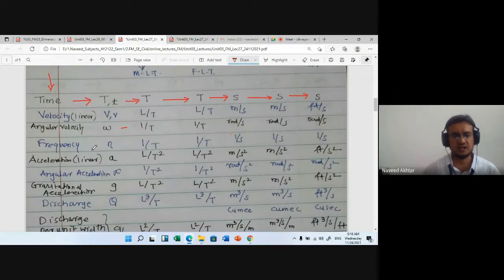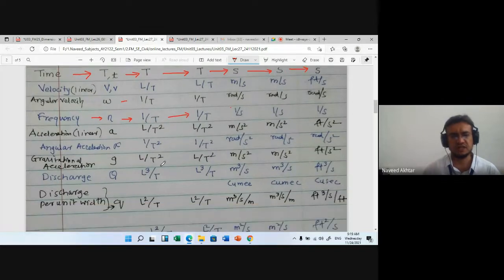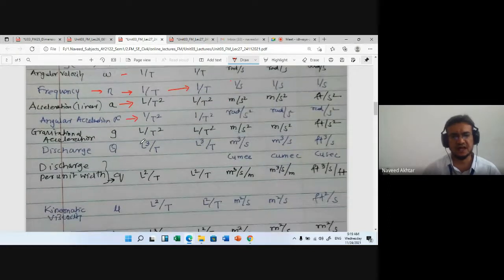Frequency is 1 upon T, that is also per second. Linear acceleration is length upon time square. Angular acceleration is also 1 upon T square. Gravitational acceleration g is also measured in meter per second square, so the dimension is L upon T square.